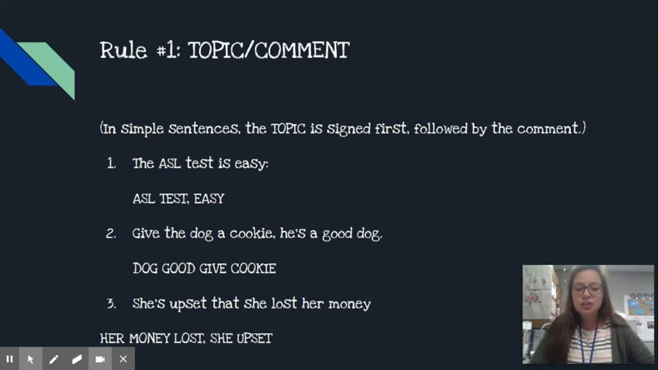She's upset that she lost her money. That's the English sentence. So in ASL, we established the pronoun first. So her money lost, she's upset. So the whole topic of the sentence was losing the money, and then the comment was she was upset by it.